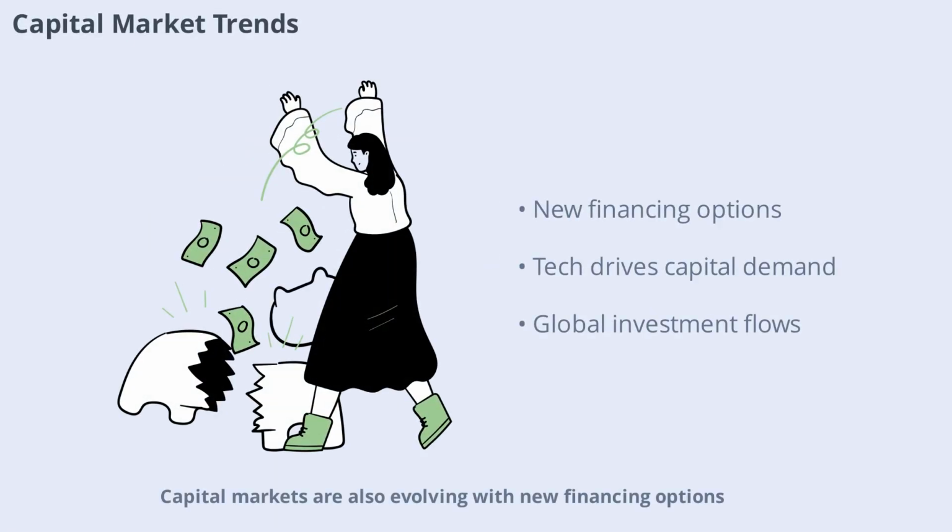Capital markets are also evolving, with new financing options, technological innovations, and global investment opportunities. Firms now have access to crowdfunding, venture capital, and other sources of capital beyond traditional banks. These trends influence how and where businesses invest, shaping the demand for capital in the modern economy.